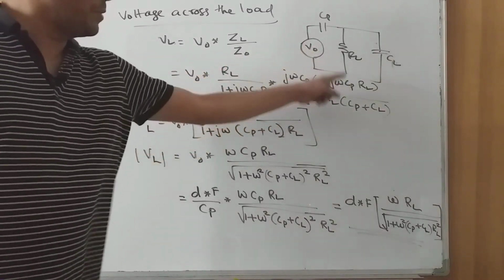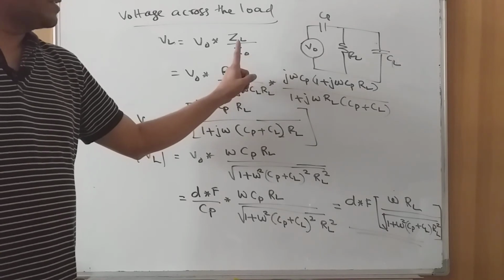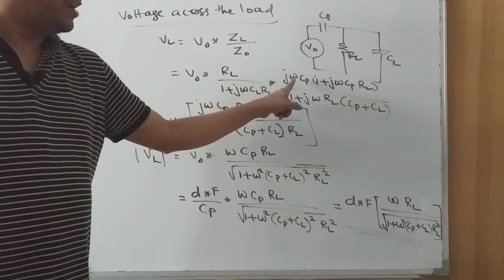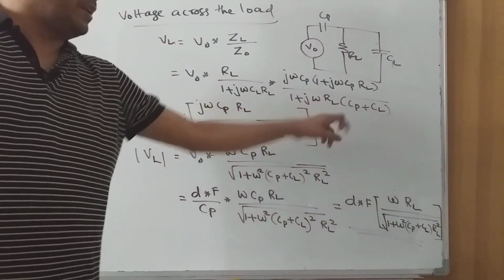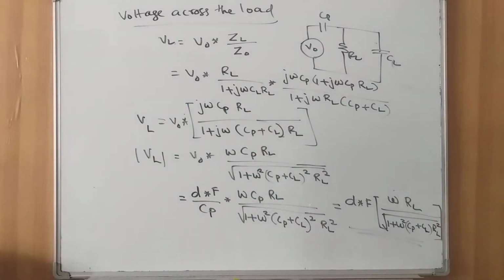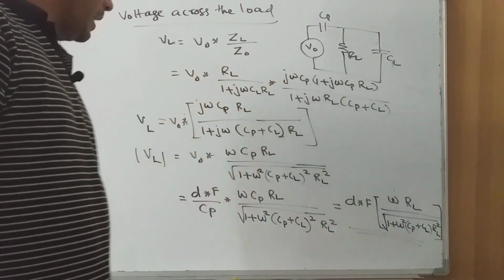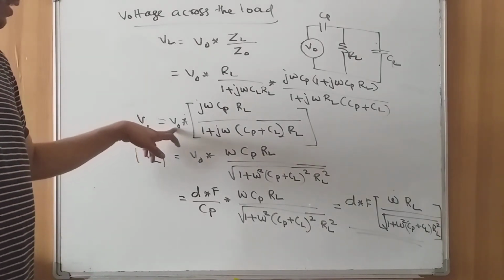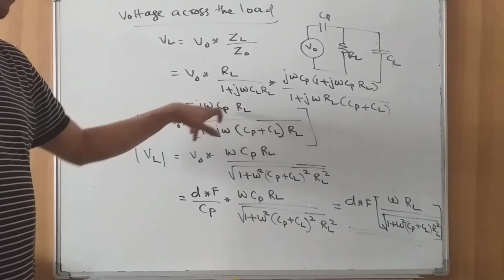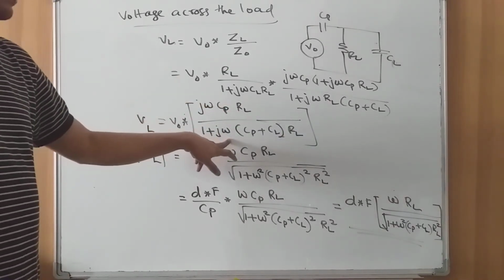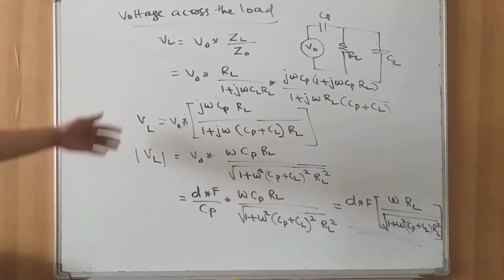So, if you substitute the same equation that we found in the previous slide for Z out, we will find j omega Cp into (1 plus j omega Cp RL) divided by ... If you simplify this equation, some of the terms will get cancelled, and you end up with the result V0 into j omega Cp RL divided by 1 plus j omega (Cp plus CL) into RL, and this of course is a complex term.